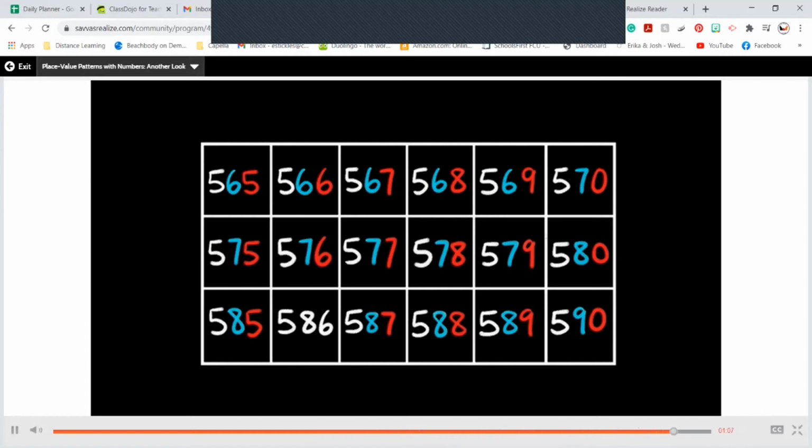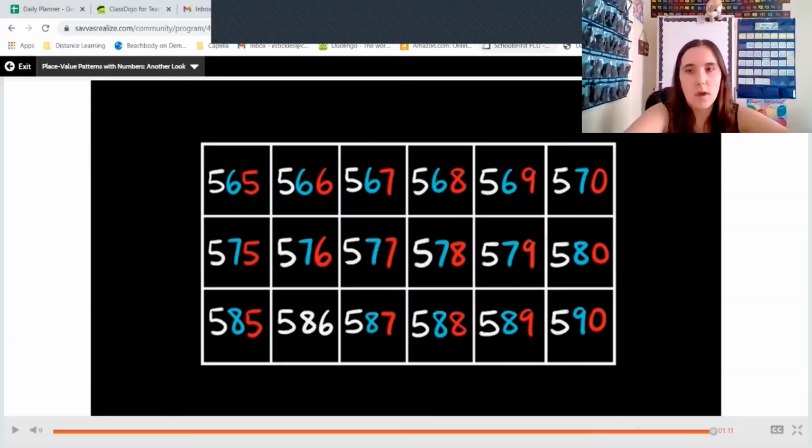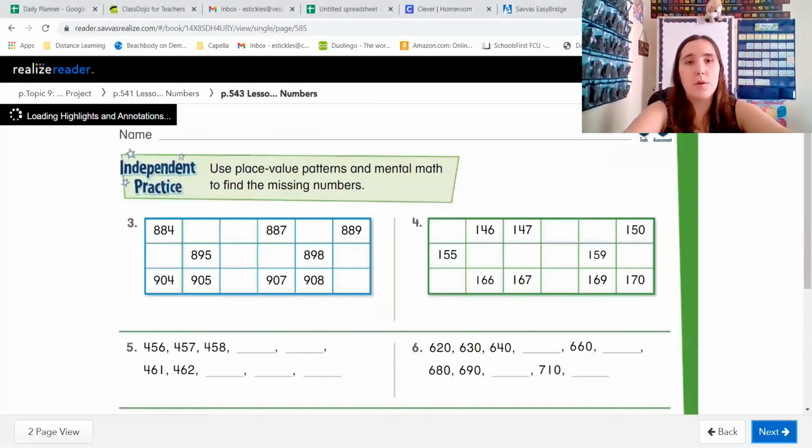Place value patterns and mental math. They sure do make a great team when counting. And when finding a missing number.